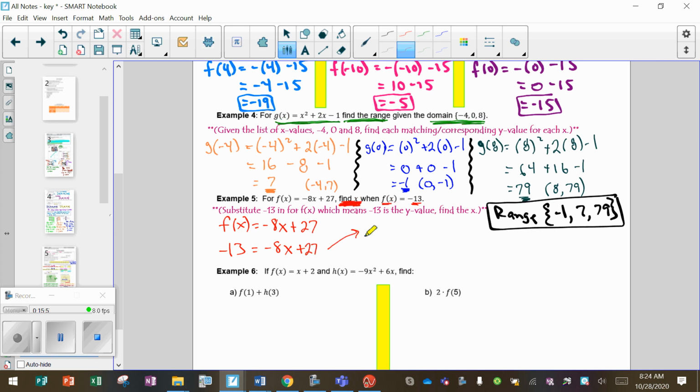So my first step in solving for x is to subtract 27 from both sides, because I want to get the x alone. Negative 13 minus 27 gives me a negative 40. Bring down the equal sign, and I still have negative 8x over here. Divide by negative 8. And negative 40 divided by negative 8 is a positive 5.